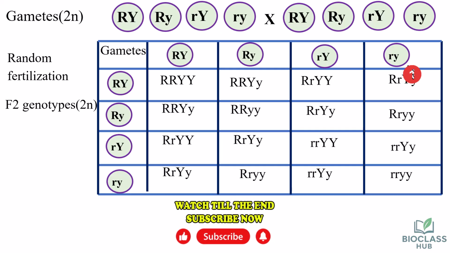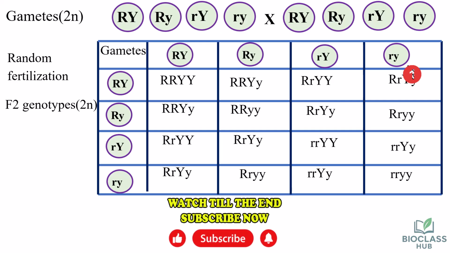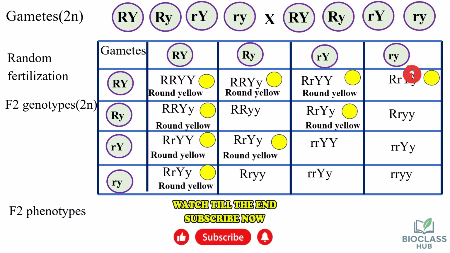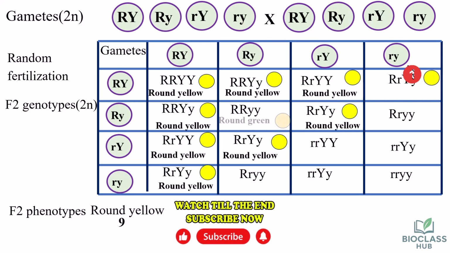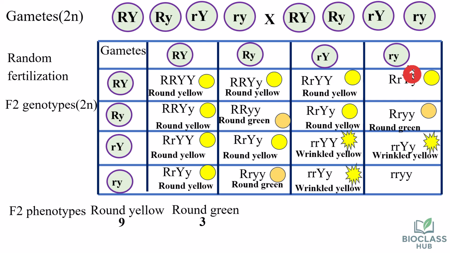Let's identify the physical appearance. Remember, capital R is round, which is dominant over small r, wrinkled. Yellow, capital Y, is dominant over green, small y. This one is round yellow, followed by others. These are 9. This one is round green, plus 2 more, this makes it 3. Then we go to wrinkled yellow, the other 2 making it 3. Wrinkled green is 1. This gives a ratio of 9 to 3 to 3 to 1.